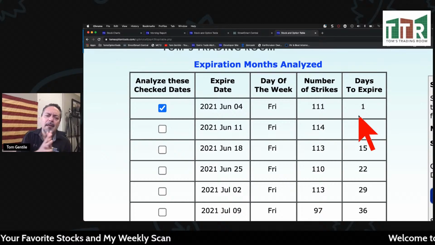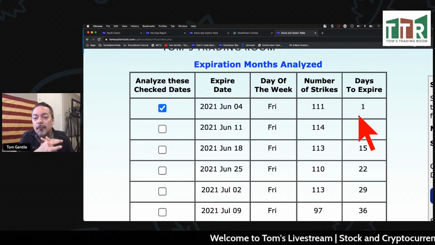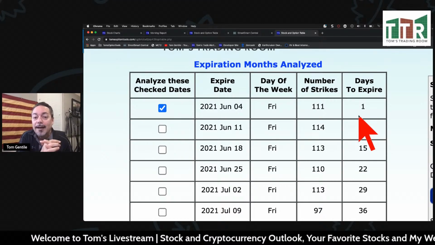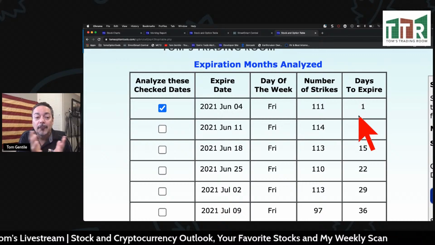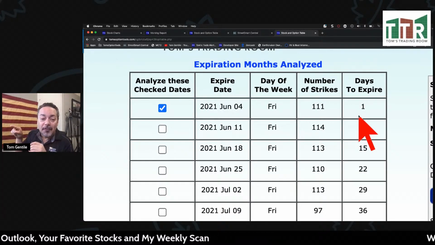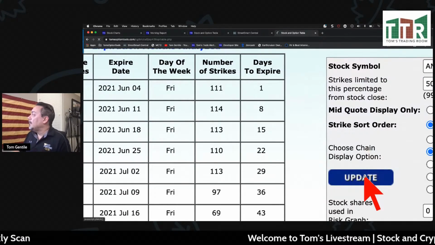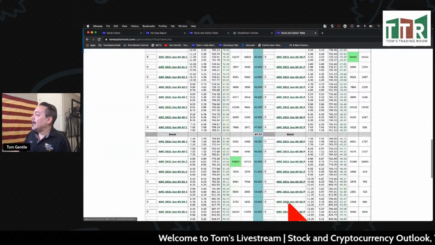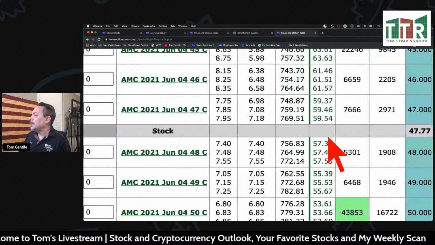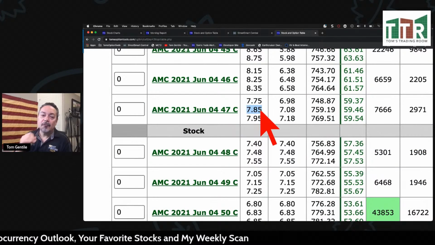Let's do a little reference. Those Bank of America call options that I showed you as a case study a couple days ago, what were they trading for? $1.20, and they had a June 18th expiration, so they have two weeks to expiration. This has a day to expiration, and let's see what it trades at. If I come over here and update, and go right to the middle here, here's the stock price, $47.77. The 47 calls: $7.85 with one day to expiration.